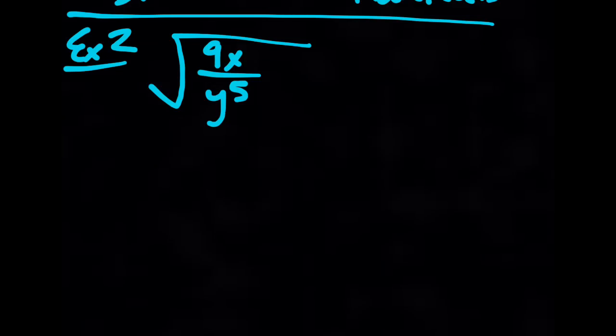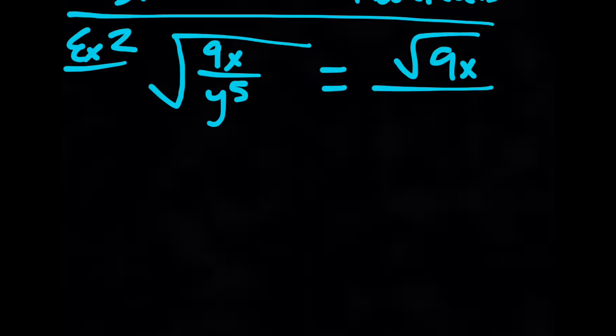Still working. I got it. I got 9x over y to the second, square root of y. Yeah, I got that. So remember, our first step is to just take the square root and put it on the top and on the bottom. That's the first step. Then from there, you've got to break up each square root individually.